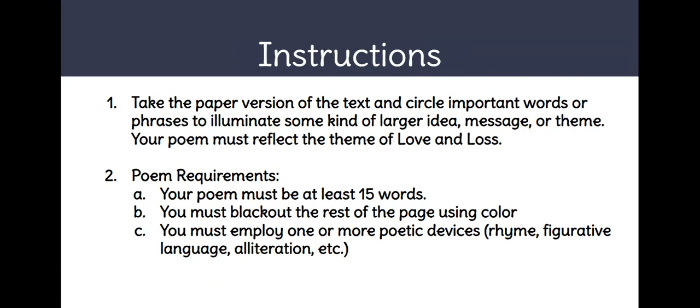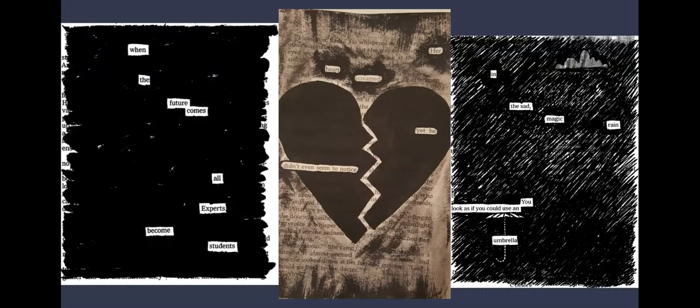So here are your instructions. Take the paper version of the text and circle important words or phrases to illuminate some kind of larger idea, message, or theme. Your poem must reflect the theme of love and loss that we've been studying this marking period. For the poem requirements, your poem must be at least 15 words, and you must black out the rest of the page using color. You must employ one or more poetic devices like rhyme, figurative language, alliteration, etc.